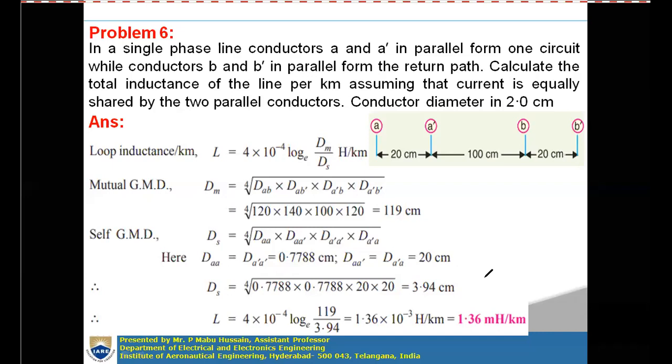This is how you can calculate the loop inductance of a single phase transmission line in which each phase has 2 conductors. Let us go to the next problem.